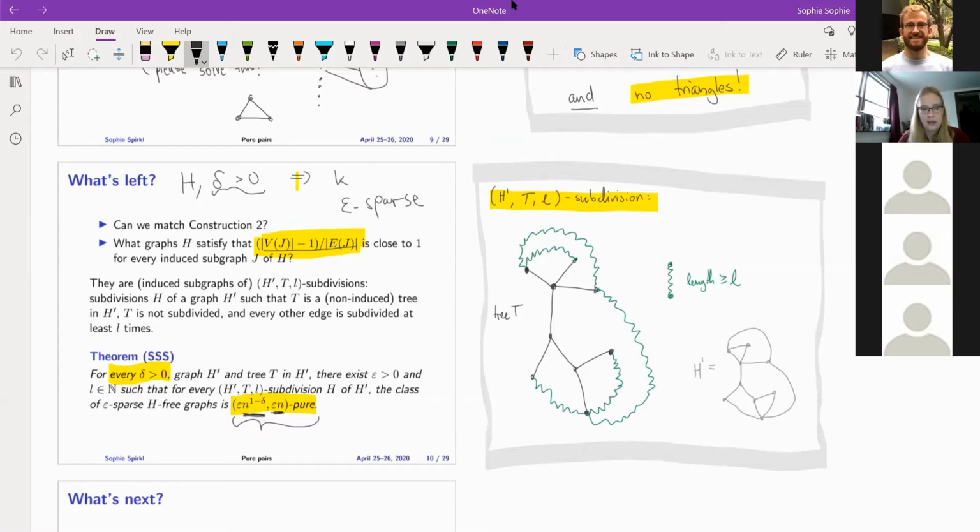And so we're sort of matching the construction here. The construction says what parameter of a graph has to be close to 1 in order to get a close to linear size pure pair, and we can prove that if you make that parameter close to 1, then you do get a big pure pair, and in fact one side is linear, which is nice. And probably an artifact of the fact that these things definitely won't have triangles.